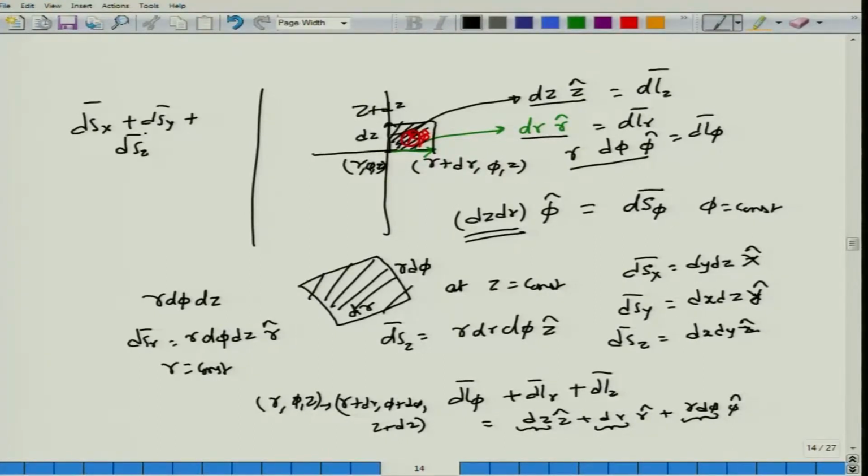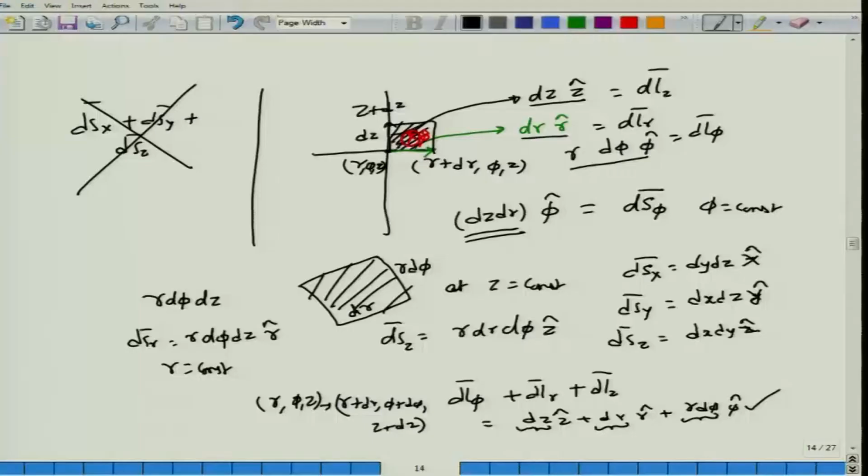This is not a vector, because these are areas. You can't combine areas which are pointing in three different directions and then try to combine them into a vector. This is not a proper vector, so it is not a correct vector to talk about, whereas this is a correct vector, something that would be useful in the line integrals.